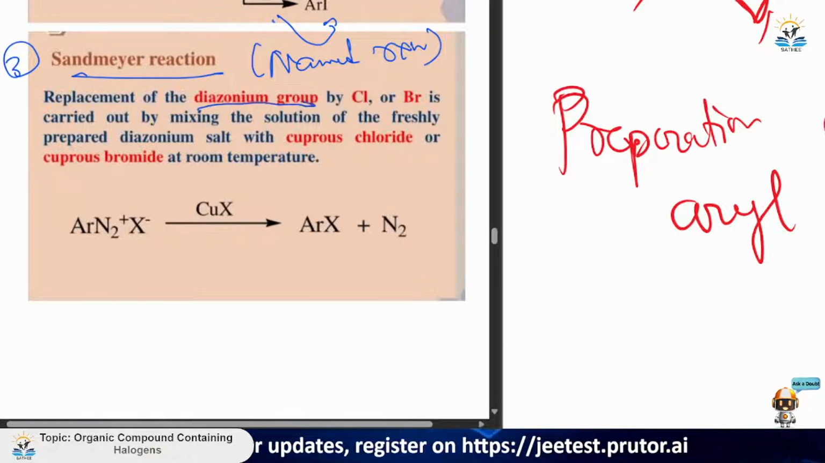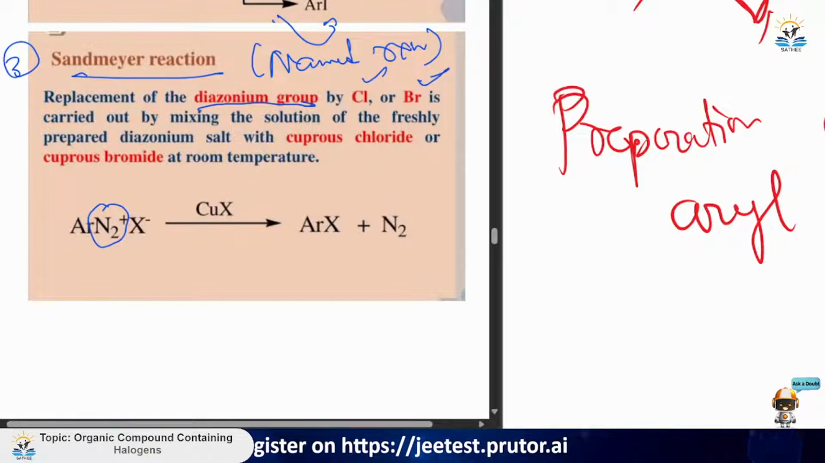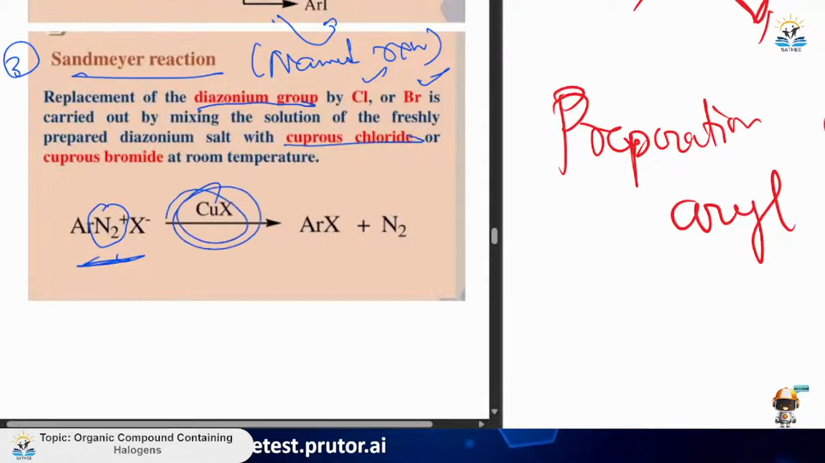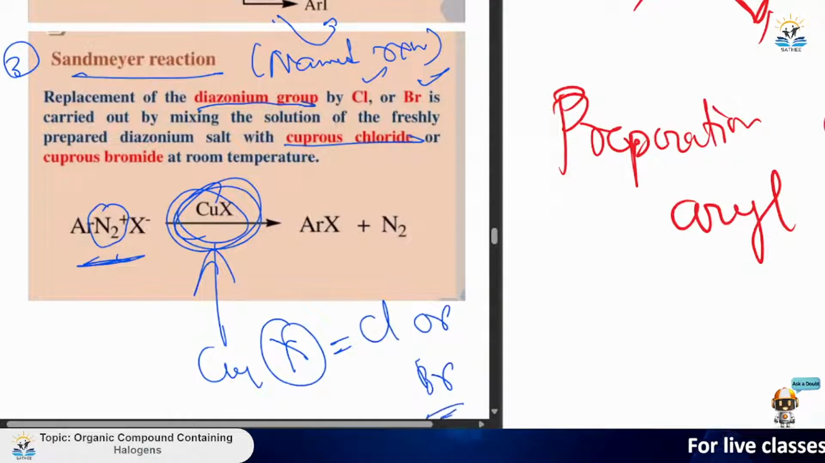Replacement of this diazonium group by chlorine or bromine is carried out by mixing the solution of freshly prepared diazonium salt, this one, with cuprous chloride. Here we take the reagent cuprous chloride, not any other reagent, just Cu. And this X can be chlorine or bromine, or cuprous bromide, at room temperature.